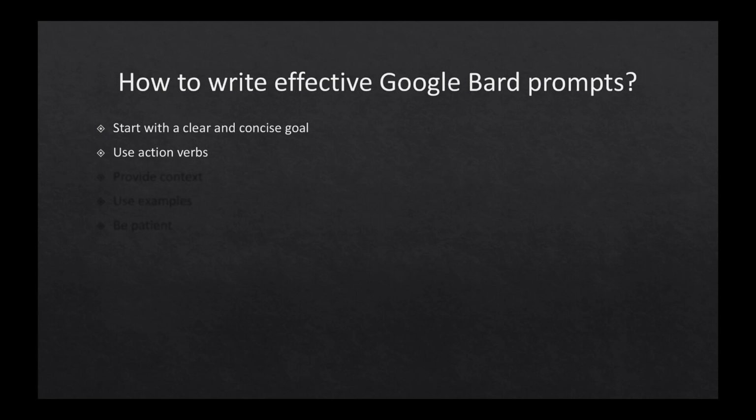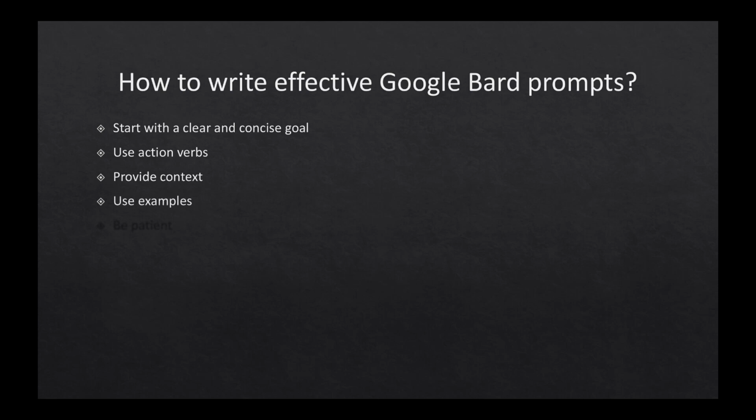You can see, for example, you cannot use "summarize the poem" when you want to write a poem on cats, right? The third thing to consider here is always provide the context. Without the proper context, Bard will not be able to generate the desirable output.